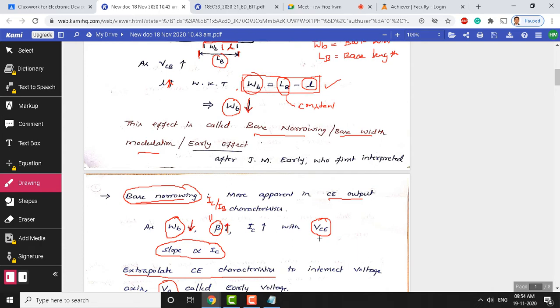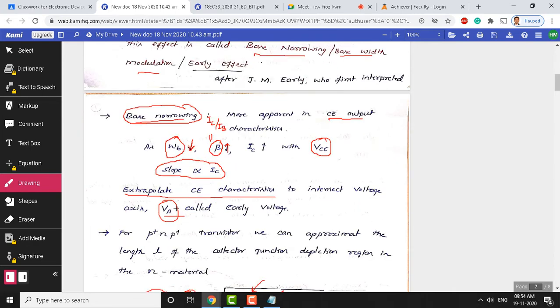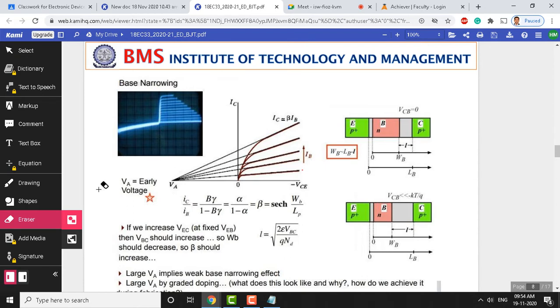So, this is with reference to the VC. As VC keeps increasing, the amplification factor keeps increasing, WB decreases, and there is a decrease in the base current here. And we need to explain here something called early voltage. Early voltage is not a voltage in the device, it is just a projection of all output characteristics. To show that, I will take you to this output characteristics.